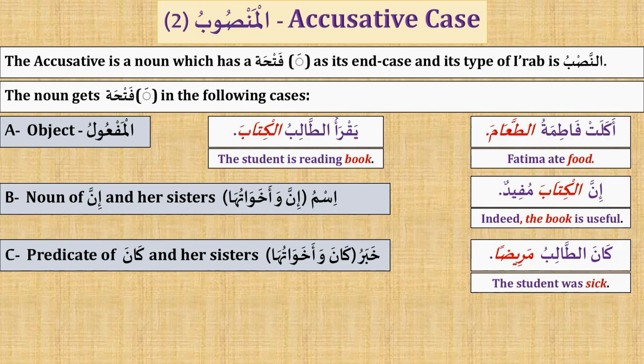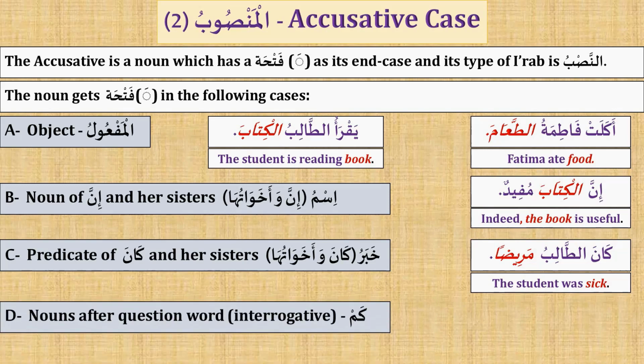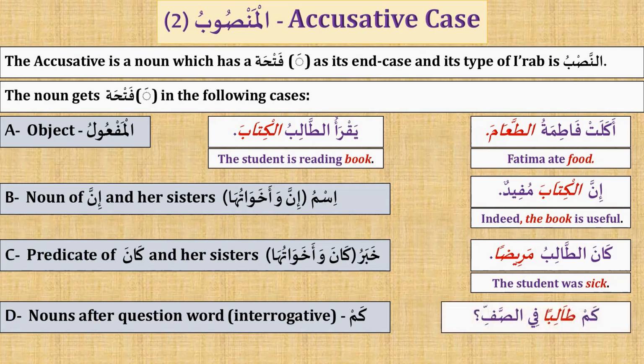And the last case that noun gets fatha is nouns after question word kam. Kam means how many. Kam taliban fi saffi. How many students are there in the class? The noun taliban came after kam and it must end with fatha or fathatain.